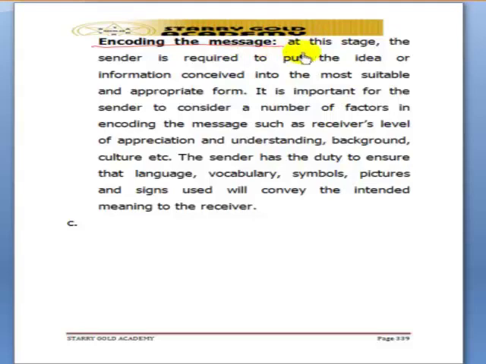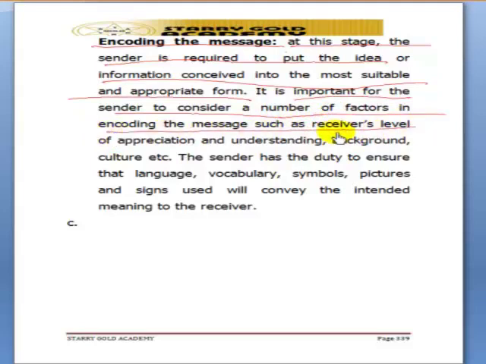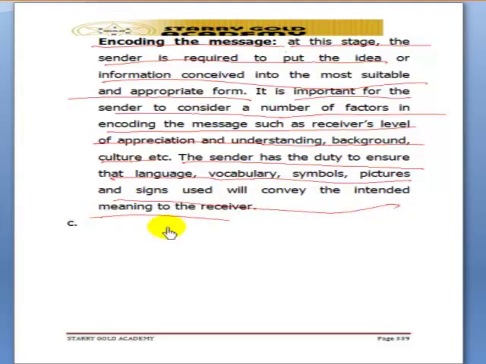You said at this stage, the sender is required to put the idea or information conceived into a most suitable and appropriate form. It is important for the sender to consider a number of factors in encoding a message, such as receivers' levels of appreciation and understanding. Then you have background, you have culture. The sender has the duty to ensure that language, vocabulary, symbols, and the rest of them will actually convey the intended meaning.